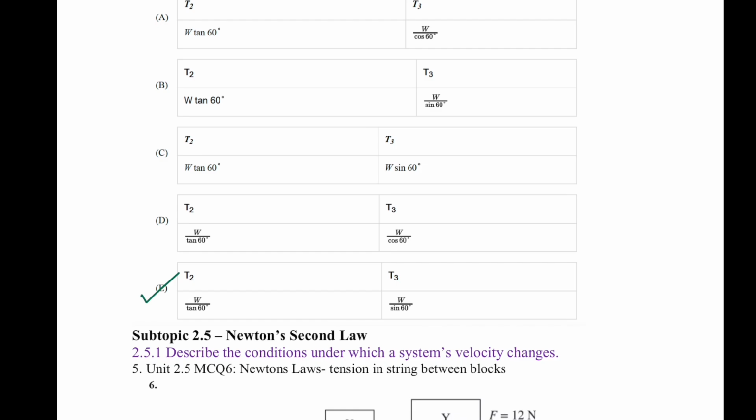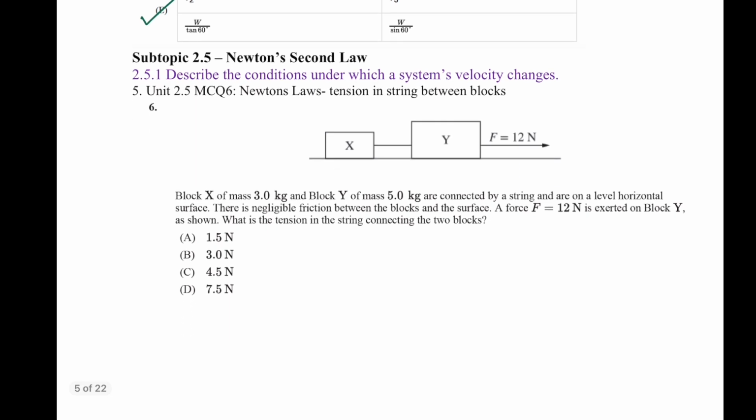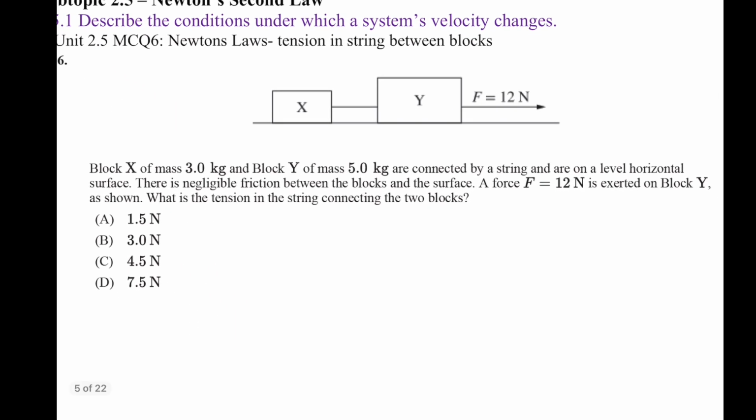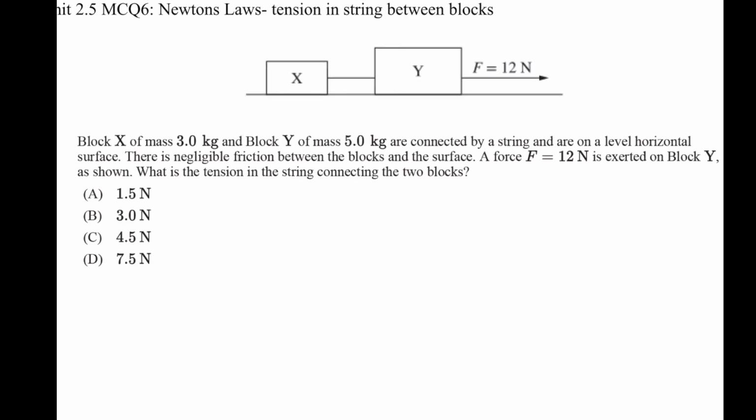Okay, let's look at the next one, which is again based on Newton's second law. So we have block X of mass 3 kg and block Y of mass 5 kg. Both are connected by a string and are on a level horizontal surface. There is negligible friction between the blocks. A force of 12 Newton is exerted on block Y. What is the tension in the string connecting the two blocks? So we want to find the tension in the string which is connecting the two blocks.